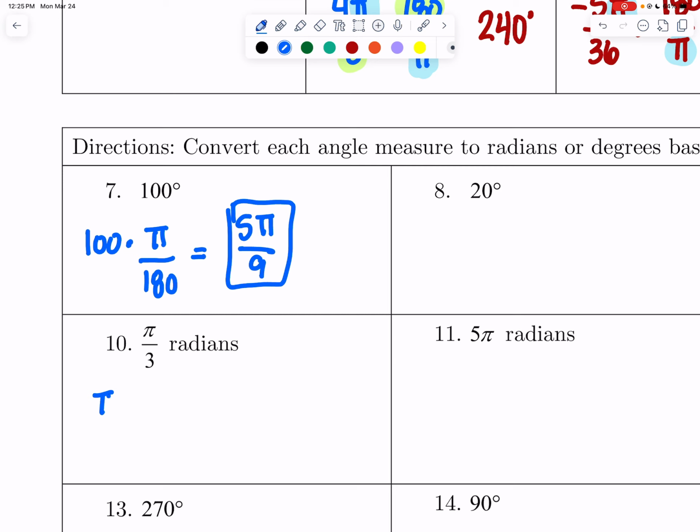For number 10, we have pi over 3. I want to get rid of the pi's and turn this into degrees. So that means that I need to have a pi at the bottom, which means that 180 has to be on top. The pi's will cancel out, so I have 180 over 3, which gives me 60 degrees.